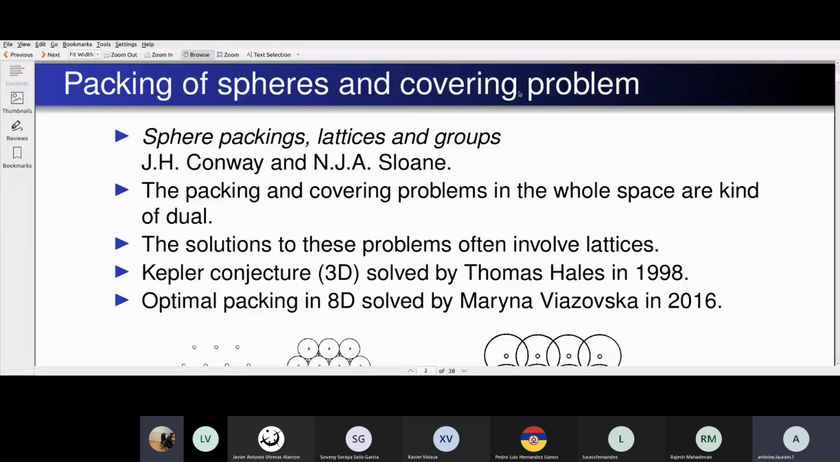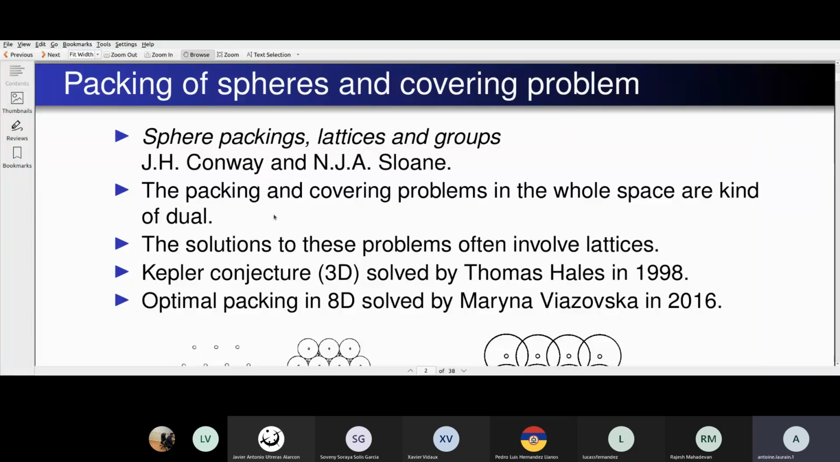These two types of problems, packing and covering, are kind of dual in a certain sense. They have a lot of similar properties. You can see the packing problem in the figure on the left. You want to pack the spheres, or the disks in dimension 2, so that they have the highest density possible. So you want the empty space between them to be as small as possible.